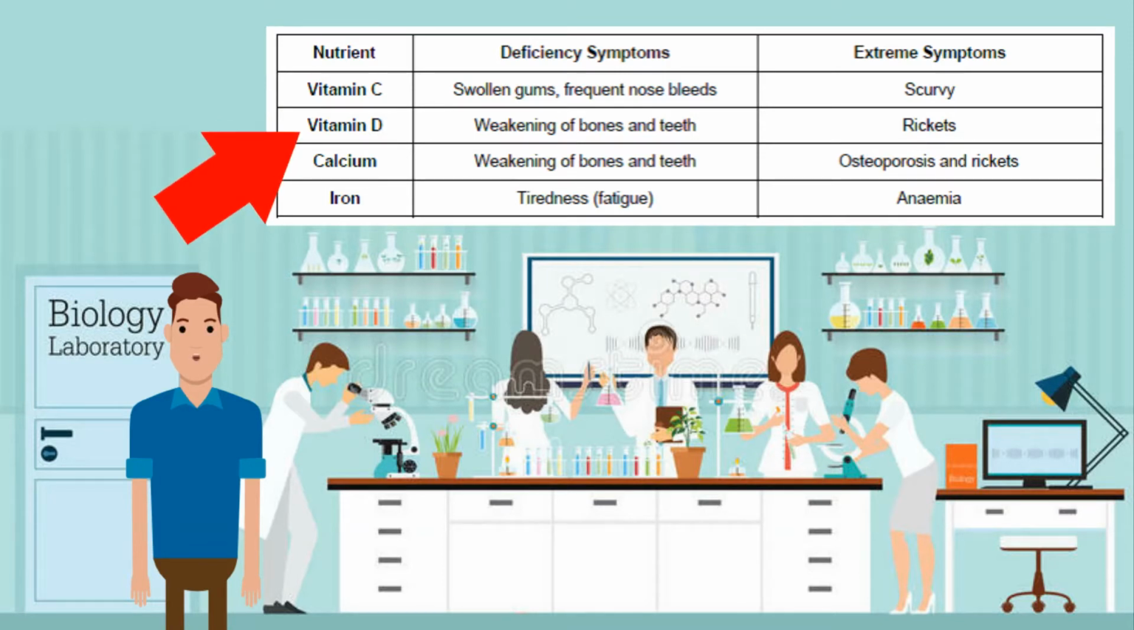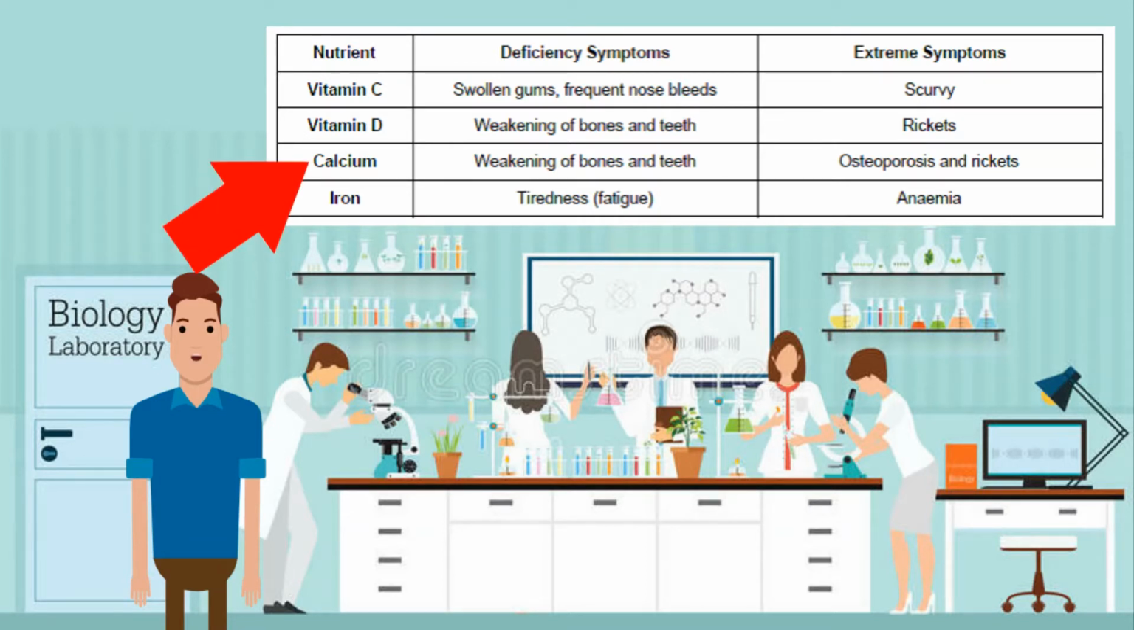Next, vitamin D deficiency. Vitamin D allows the use of calcium, which strengthens bones and teeth, so vitamin D deficiency will cause weakening of bones and teeth, and in extreme cases, it will cause a disease called rickets. Rickets is a disease caused by the weakening of the bones, and the body and legs get bent because the weight of the body is too much for the weak bones.